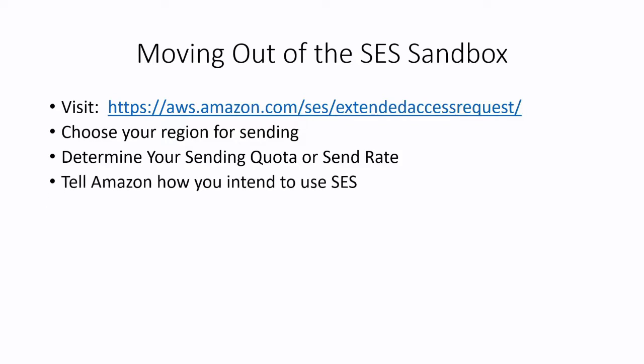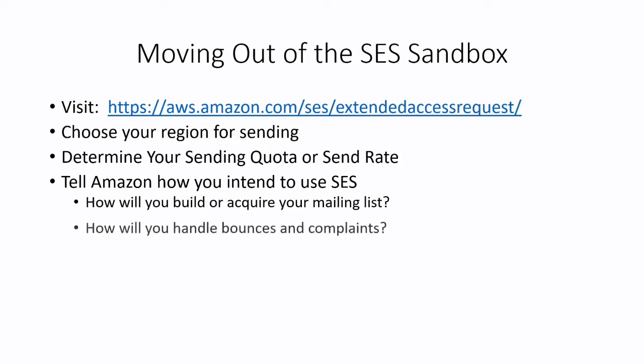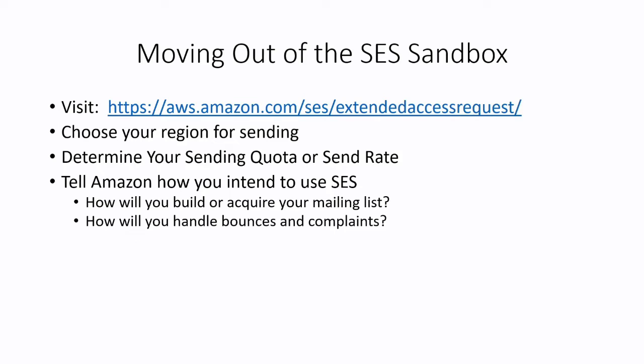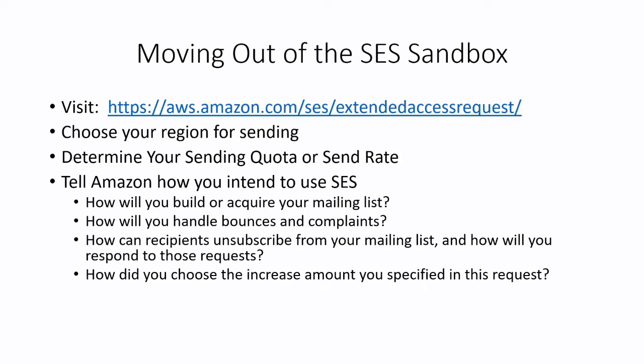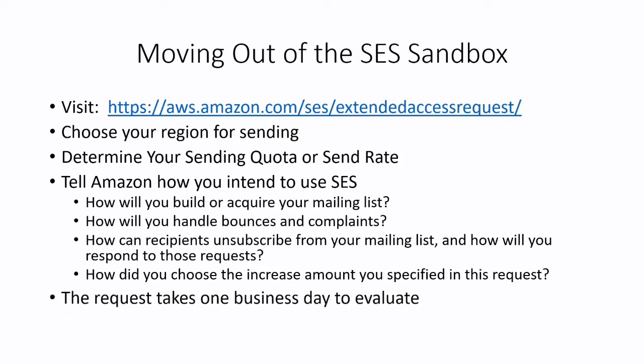The most important part of this process is that you are going to tell Amazon how you intend to use the SES system. You're going to want to tell them how you're going to build and acquire your mailing list. You're going to tell them how you're going to handle any bounces or complaints. You're going to tell them how people are going to be able to unsubscribe from your mailing list and how you're going to respond to those requests. And then you're going to tell them how you arrived at the number for the sending increase that you requested. Once you submit, this request is going to take one entire business day to evaluate.